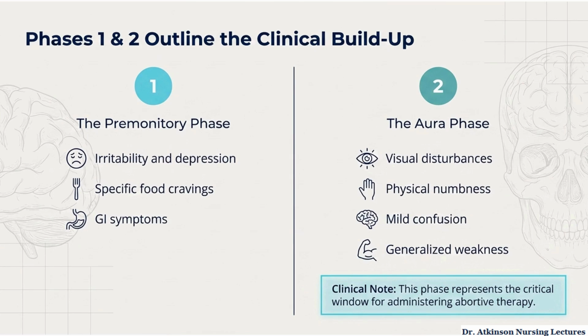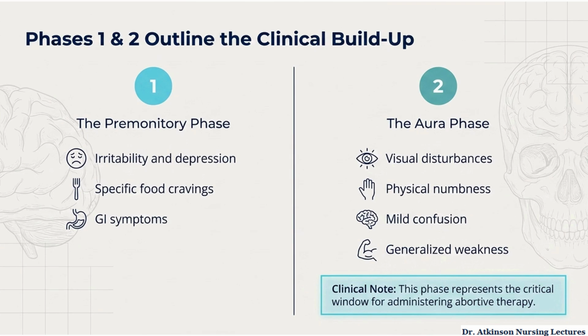Then we move into the aura phase, which is the neurologic phase. Visual disturbances are the classic finding. Patients may describe flashing lights, blind spots, shimmering lines, or blurry vision. Some patients also experience numbness, tingling, mild confusion, or generalized weakness. Now, this is an important clinical point. The aura phase is often the best time for abortive therapy. Medications like triptans work much better when given early, rather than waiting until the migraine reaches peak intensity.